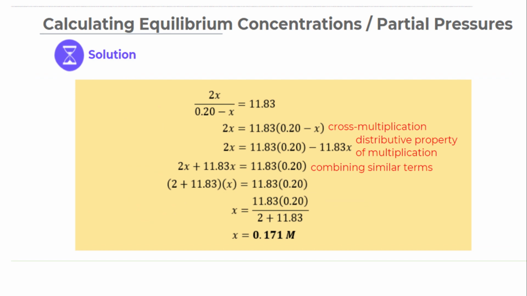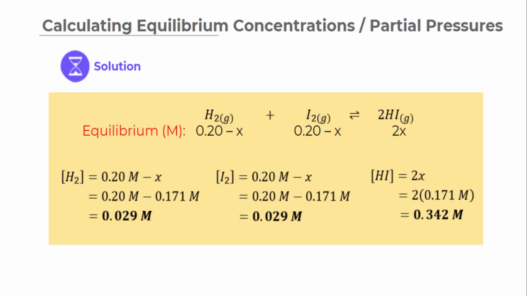By applying methods for solving algebraic equations, we find X to be equal to 0.171 molar. Substitute X in our expressions for the equilibrium concentrations of hydrogen, iodine, and hydrogen iodide. This will give us the following equilibrium concentrations: for hydrogen 0.029 molar, for iodine 0.029 molar, and hydrogen iodide is equal to 0.342 molar.